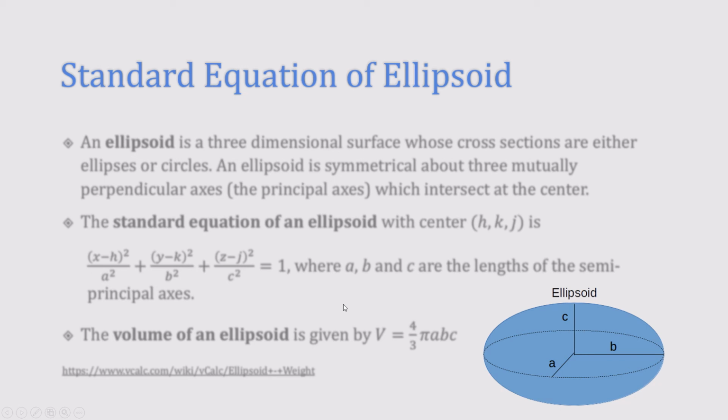Oh, there we go. An ellipsoid is a three-dimensional surface whose cross sections are either ellipses or circles, depending on which way you cut this shape.